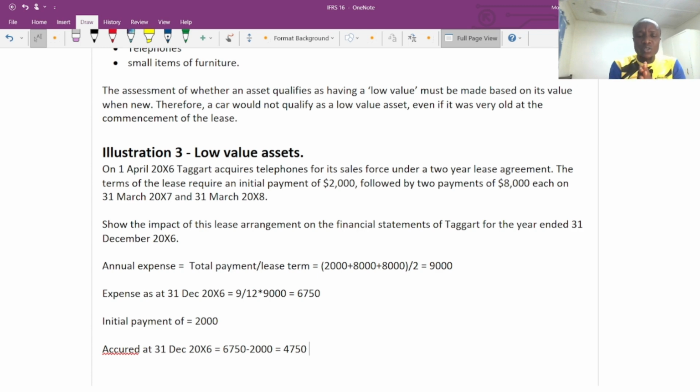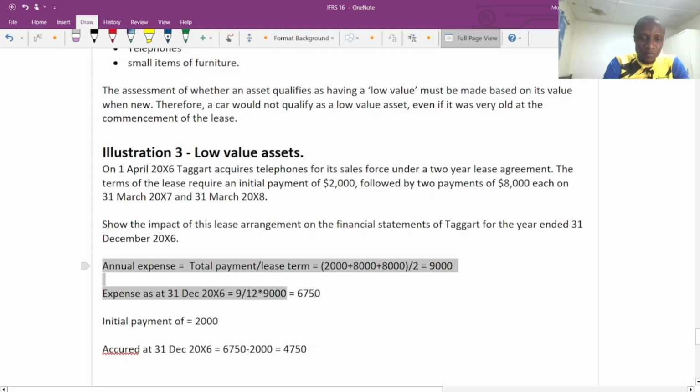But what you need to know from this section is how you can calculate the annual expense. This is what you need to know, how to calculate the annual expense. Very important. So basically, for any low value asset or short life asset, this is how we are going to treat it under the lease agreement. We are not going to recognize the right of use asset and the lease liability.